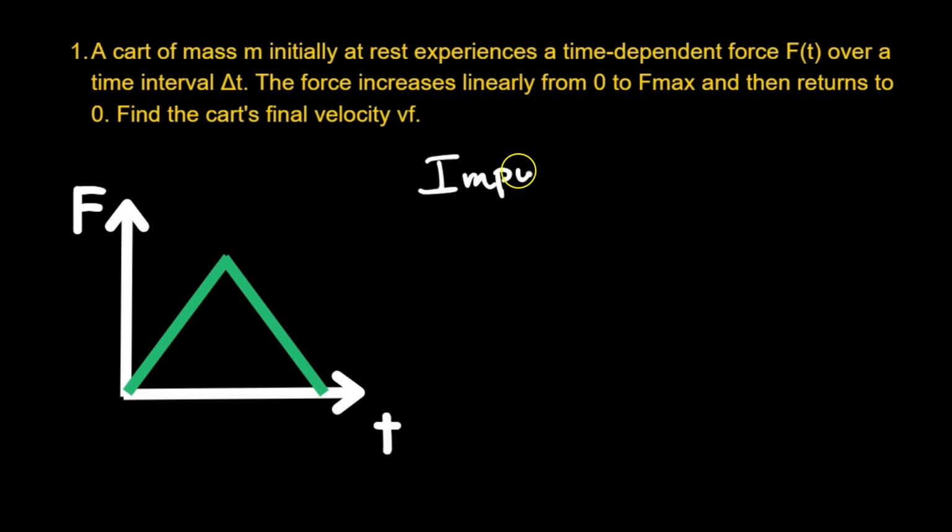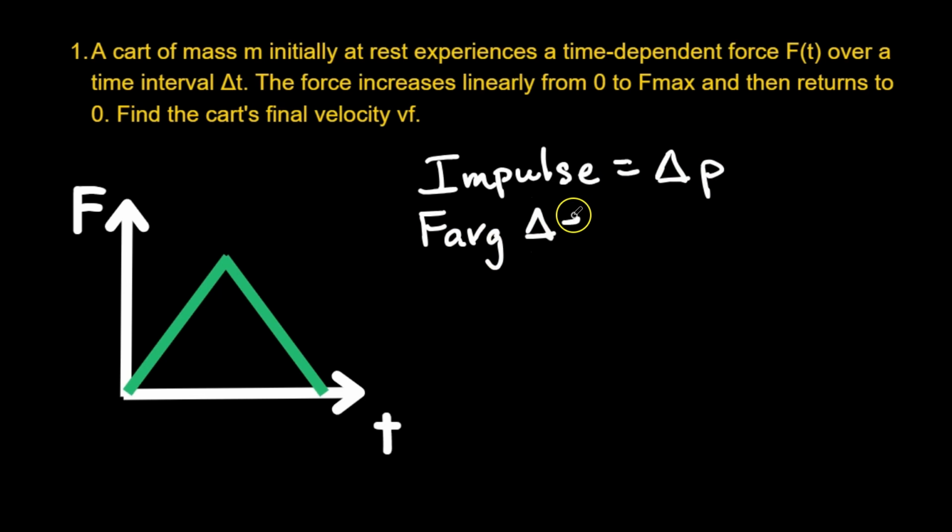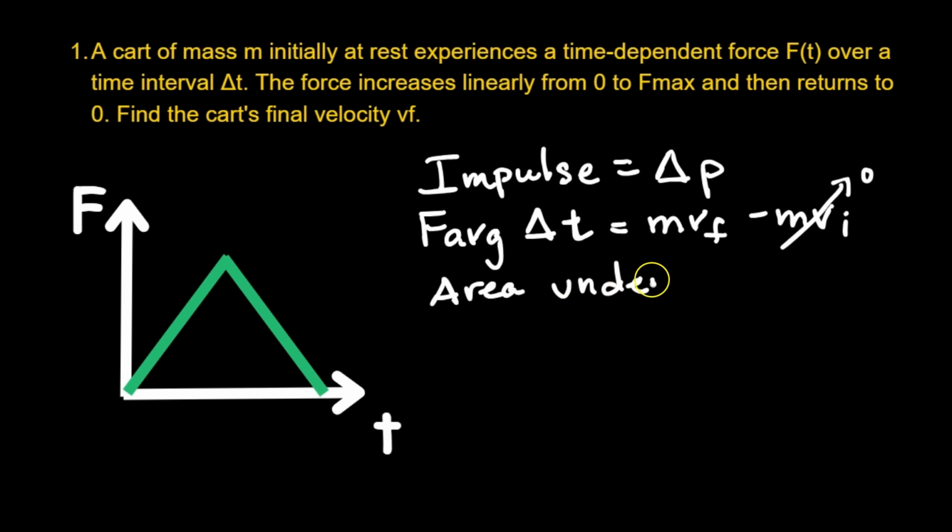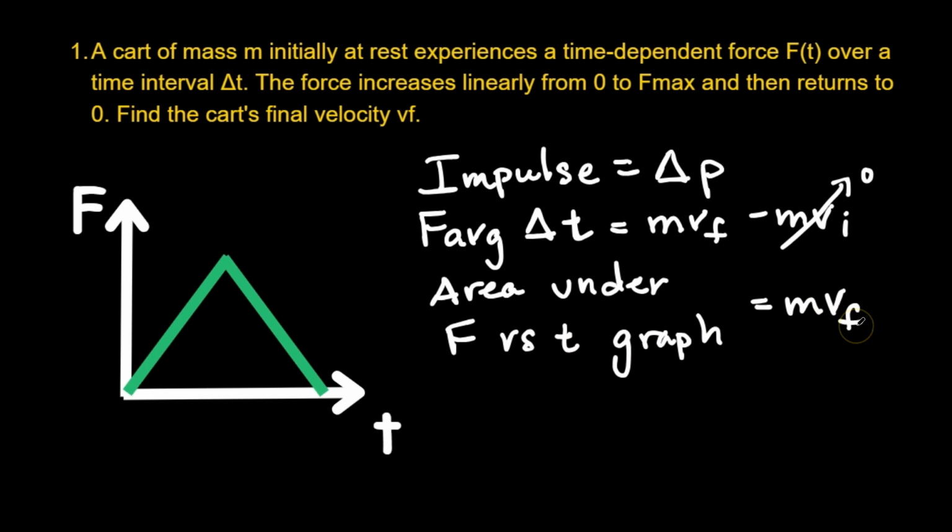In this problem, we can use the impulse-momentum theorem, which tells us that the impulse is equal to the change in momentum. To calculate impulse, we can use the average force times the time interval and set that equal to mv final minus mv initial. Since the mass is initially at rest, the mvi is going to be 0. Now, we don't know the average force, but we can use the area under the force versus time graph because that represents the impulse and set that equal to mv final.